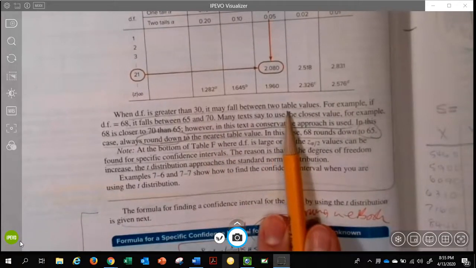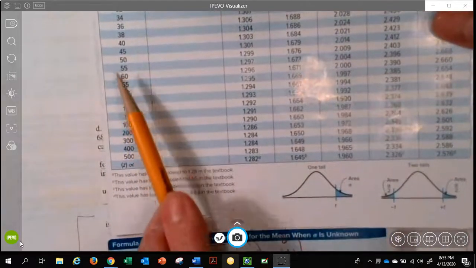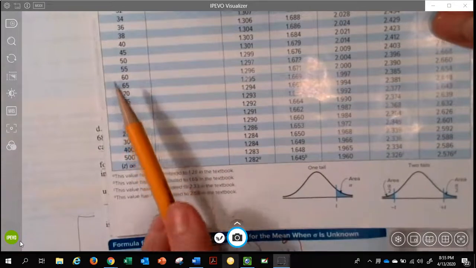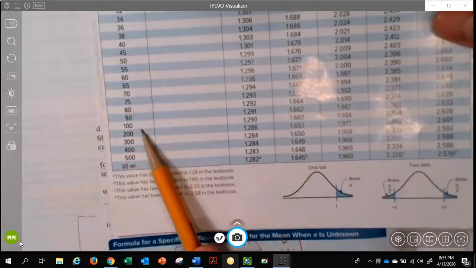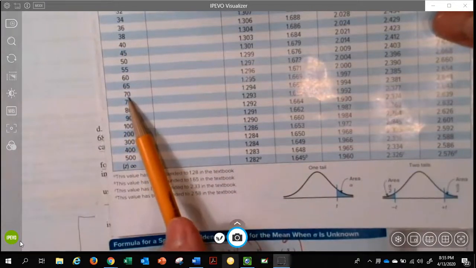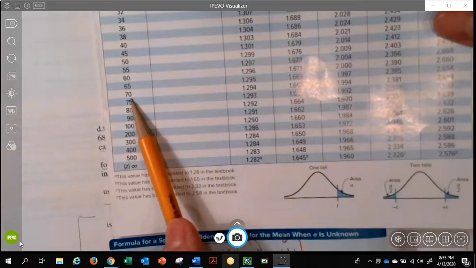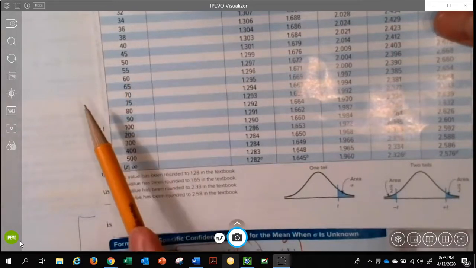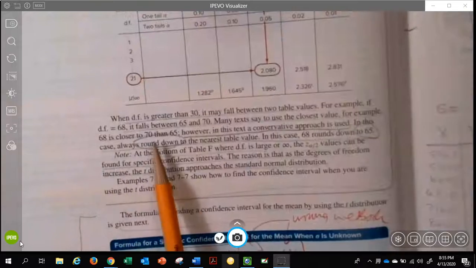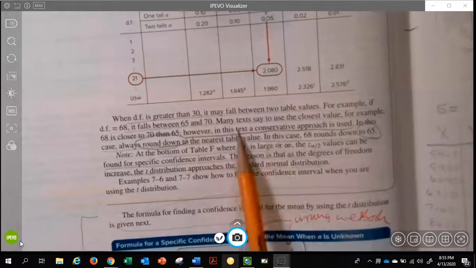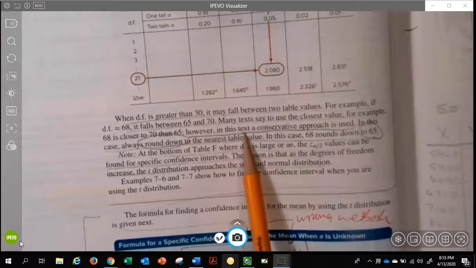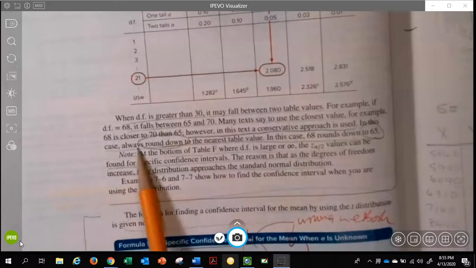And then it gives us a little bit more information about when it falls greater than 30, it could end up falling between two table values. And if you look further down here, notice how it gets spacey. They're jumping around. And so it says, what if you end up with a degree of freedom of 73 or of 61? What are you going to do? In this text we use a conservative approach.